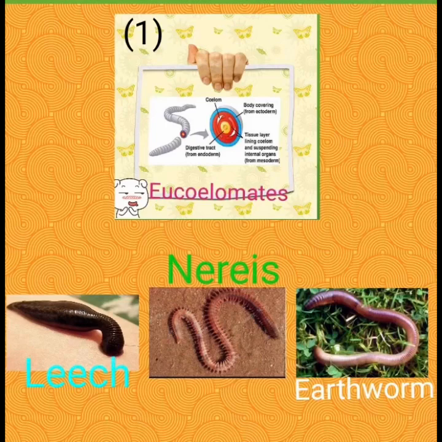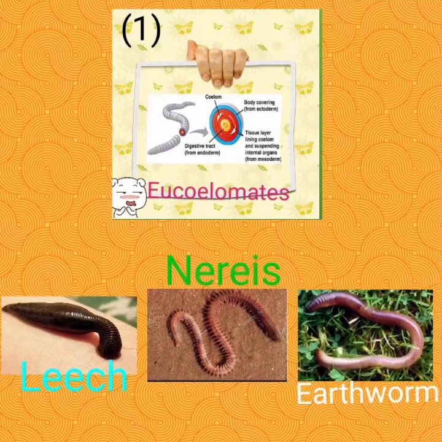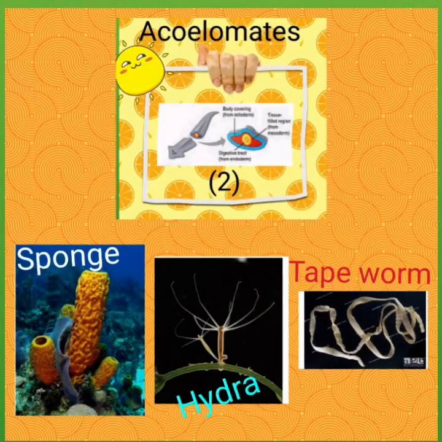On the basis of coelom, animals are classified as: Number 1, eucoelomates, that is, animals having a true body cavity formed from either mesoderm or gut. Examples: leech, nereis, earthworm. Number 2, acoelomates. In these animals, body cavity is absent. For example, sponge, hydra, tapeworm.